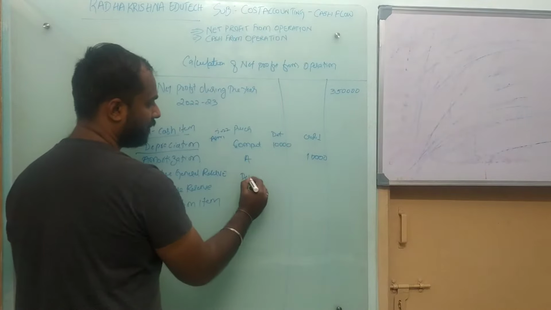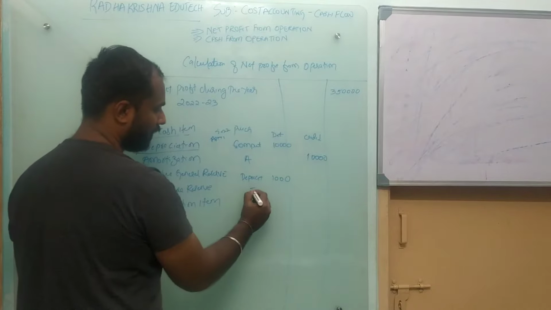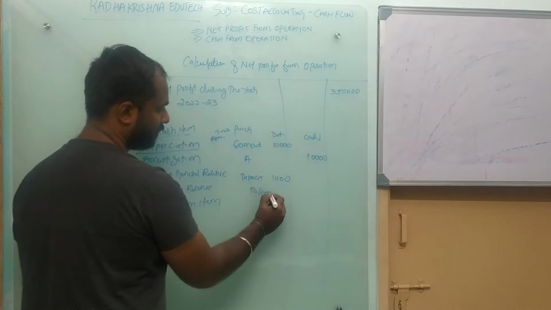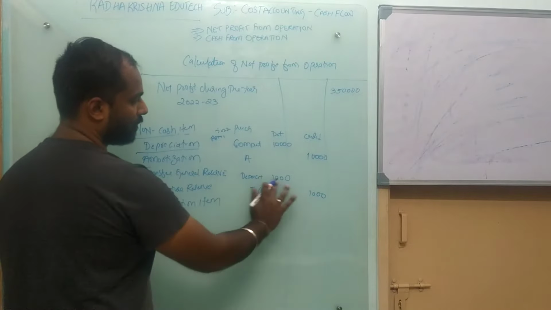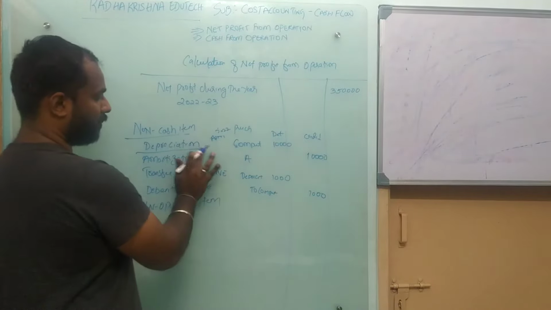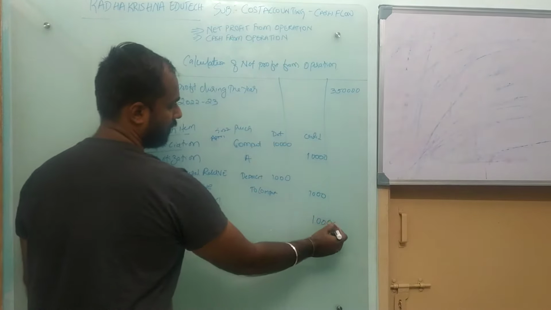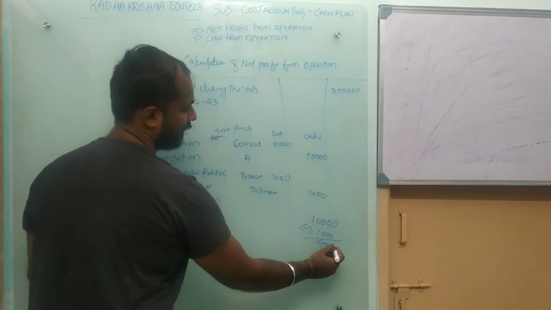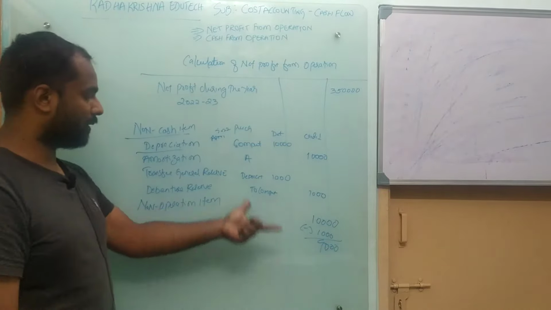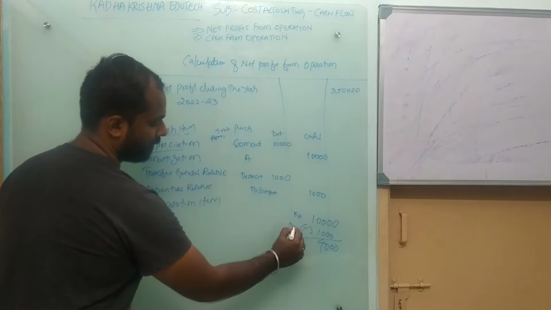So your entry will be depreciation 1,000 to computer 1,000. This 1,000 will come in the P&L as an item, and this 1,000 will be reduced from the fixed asset, so in fixed assets you will show 9,000, right? This is how your balance sheet looks like. This is my fixed asset, this is my depreciation.